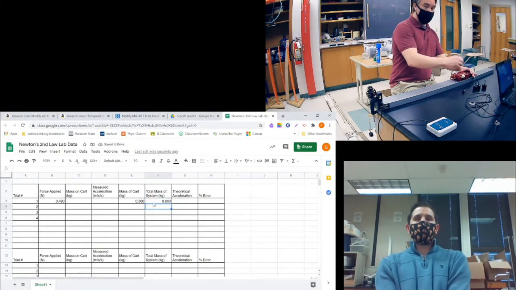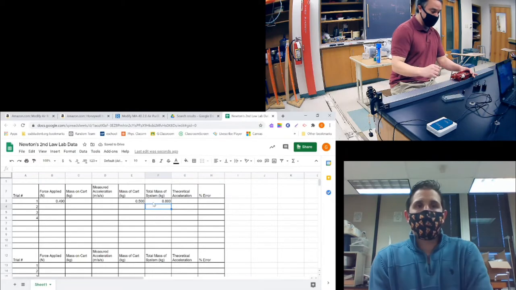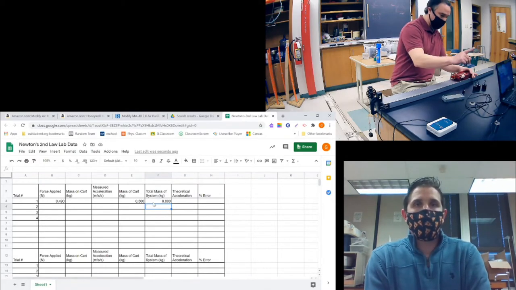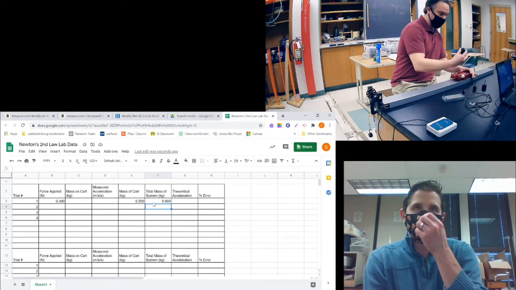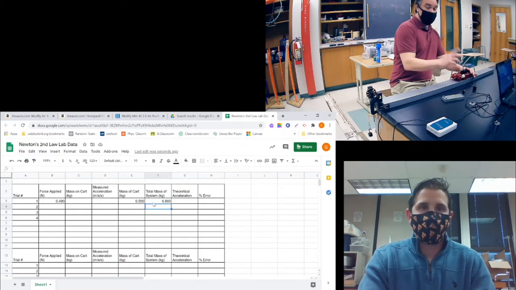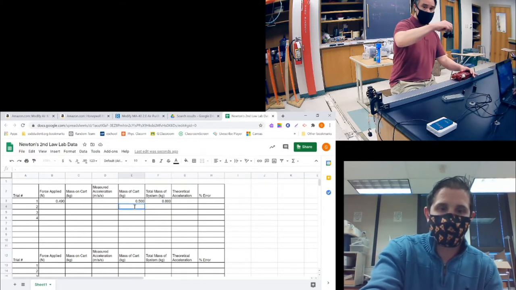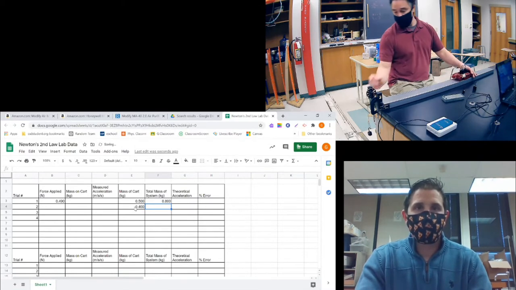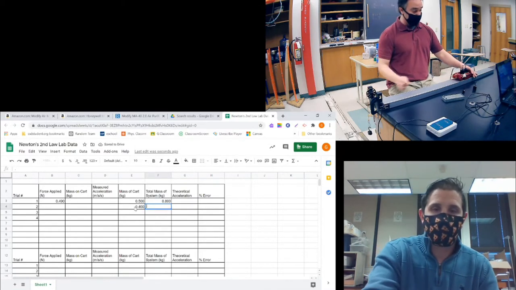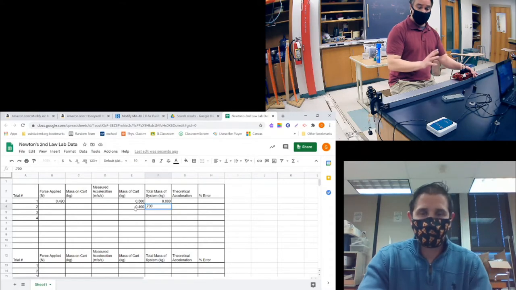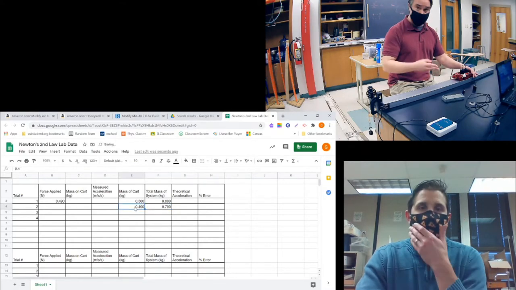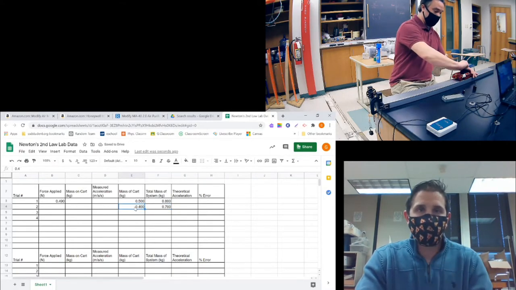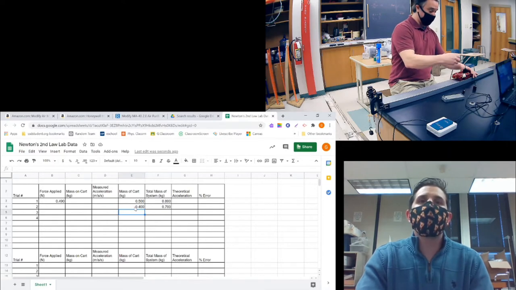Then we're going to take off these two masses and put on, I believe it was 400. So now we have 400 grams plus the 250 plus the 50. So that's 700 grams of mass total for the first part of the lab, the second trial. Then we're going to go down to, I think it's 200? 250.